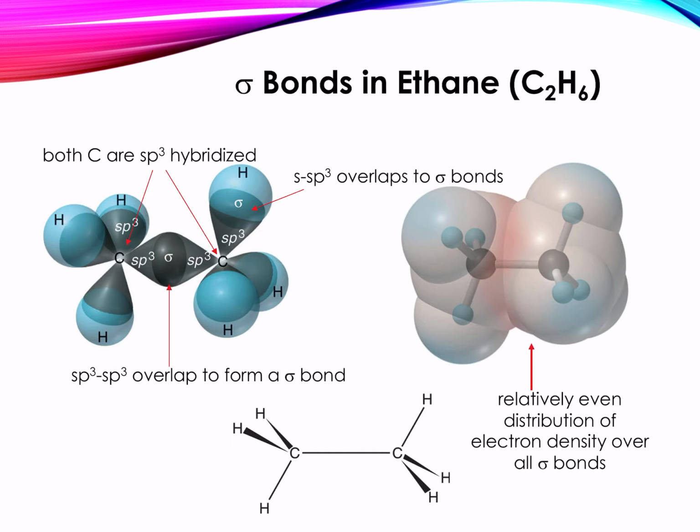Okay. And then again, we've talked a little bit about electrostatic potential maps. If we look, it's pretty much mostly the same color. We have a relatively even distribution of electron density over all of those sigma bonds. It's a little bit blue where the hydrogens are, because they're a little less electronegative than the carbons. But in general, it's mostly all the same color. We have a pretty even distribution of the electrons.